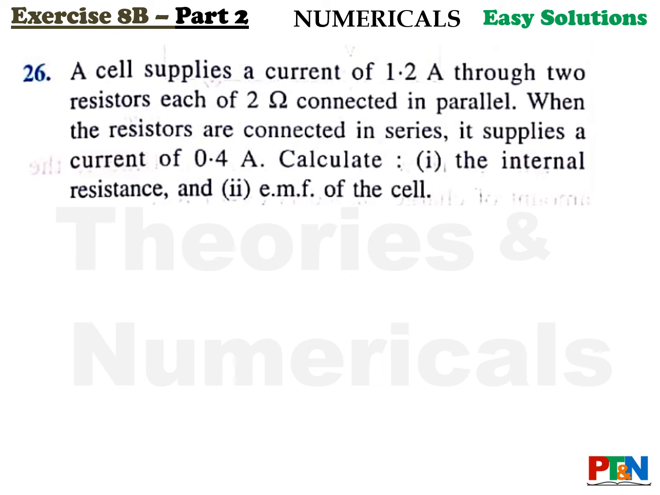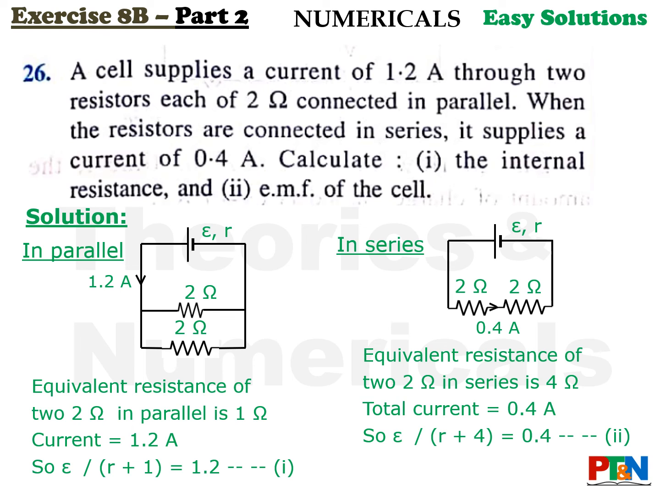Next one. A cell supplies a current of 1.2 ampere through 2 resistors, each of 2 ohm, connected in parallel. When these resistors are connected in series, each supplies a current of 0.4 ampere. You need to calculate the internal resistance and EMF of the cell. 2 unknowns, 2 situations given. Let's have a look at the solution.